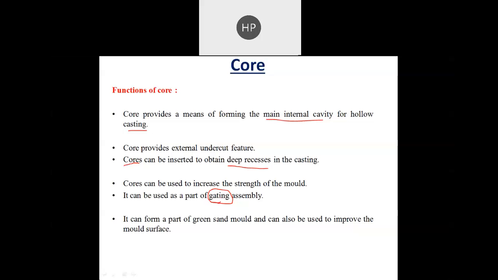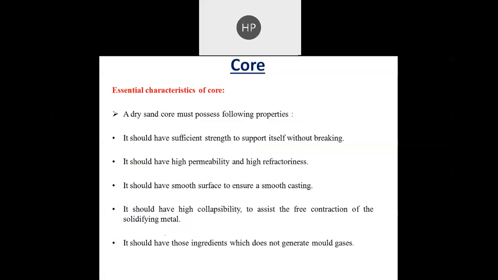But here we should understand that it can be a part of that gating assembly, and it can form a part of green sand mold, and can also be used to improve the mold surface. So these are some of the functions that the core will provide.